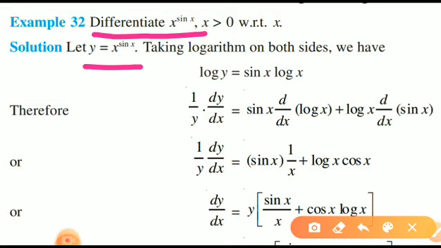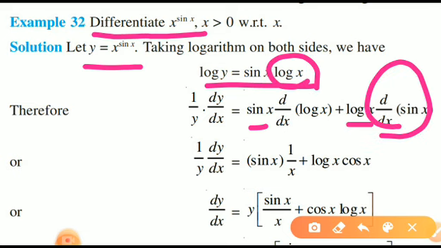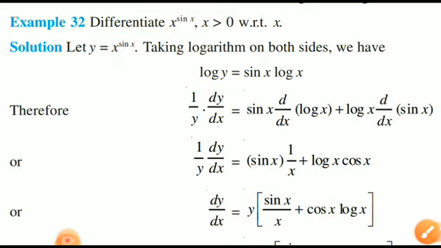Now what to do? Take log on both the sides. Then differentiate it with respect to x. So log y, derivative 1 by y dy by dx equal to, make use of your product rule. So it is first into derivative of second plus second into derivative of first. Okay, so you'll be getting dy by dx equal to y into bracket sin x by x plus cos x into log x.